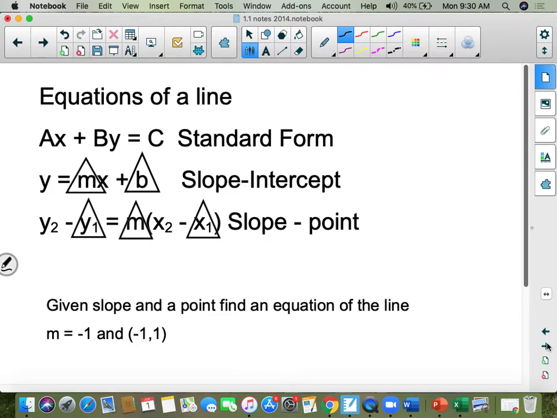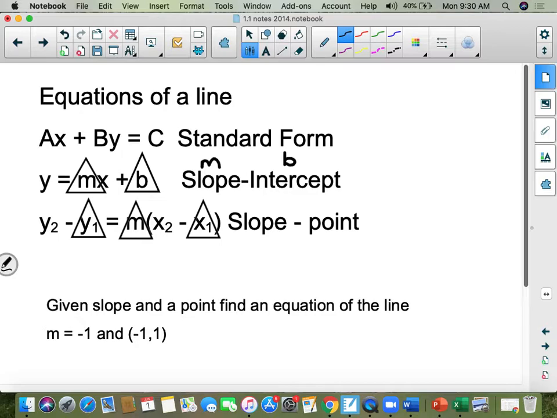Okay, these are the different types of equations of a line. Ax plus By equals C. You guys know that as the standard form of a line. y equals mx plus b is called the slope-intercept form of a line because the m stands for the slope and the b stands for the y-intercept. The m stands for the slope and the b stands for where it crosses the y-axis.